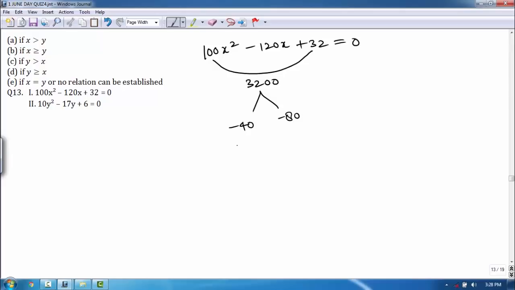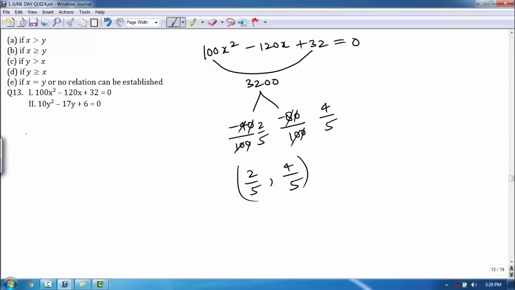Now we will divide them both by 100 to find out the roots and change their signs. Why are we dividing it by 100? Because that is the coefficient of x square. So on changing the signs we get 2 by 5 and 4 by 5 as the required roots.